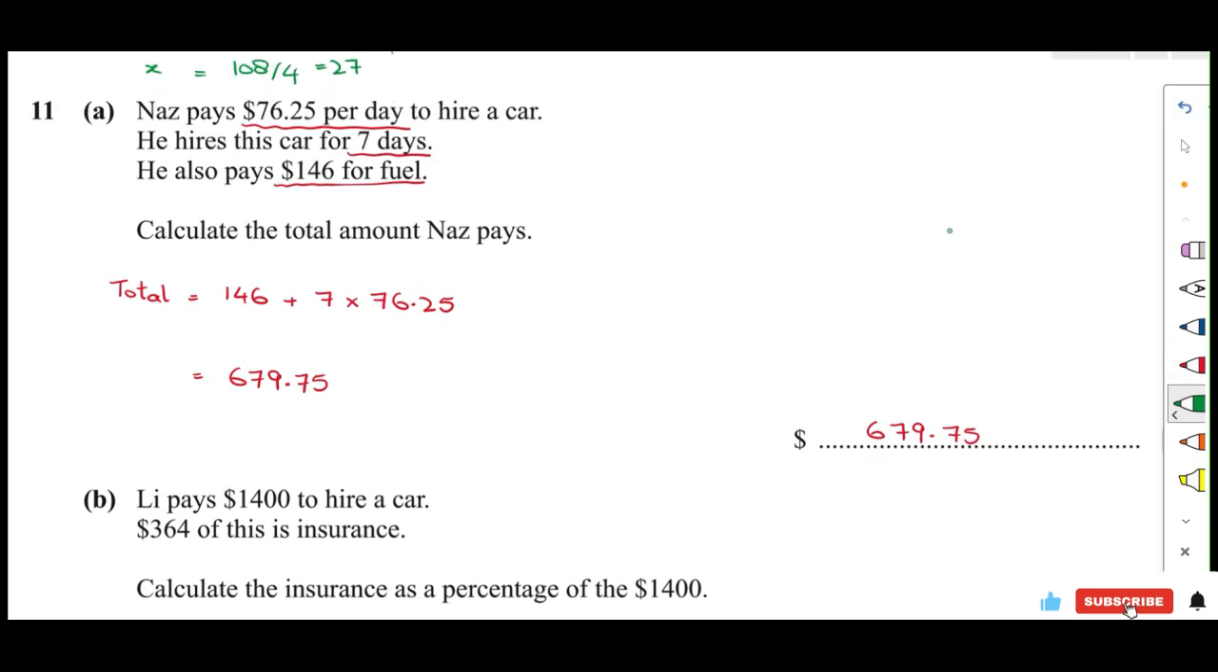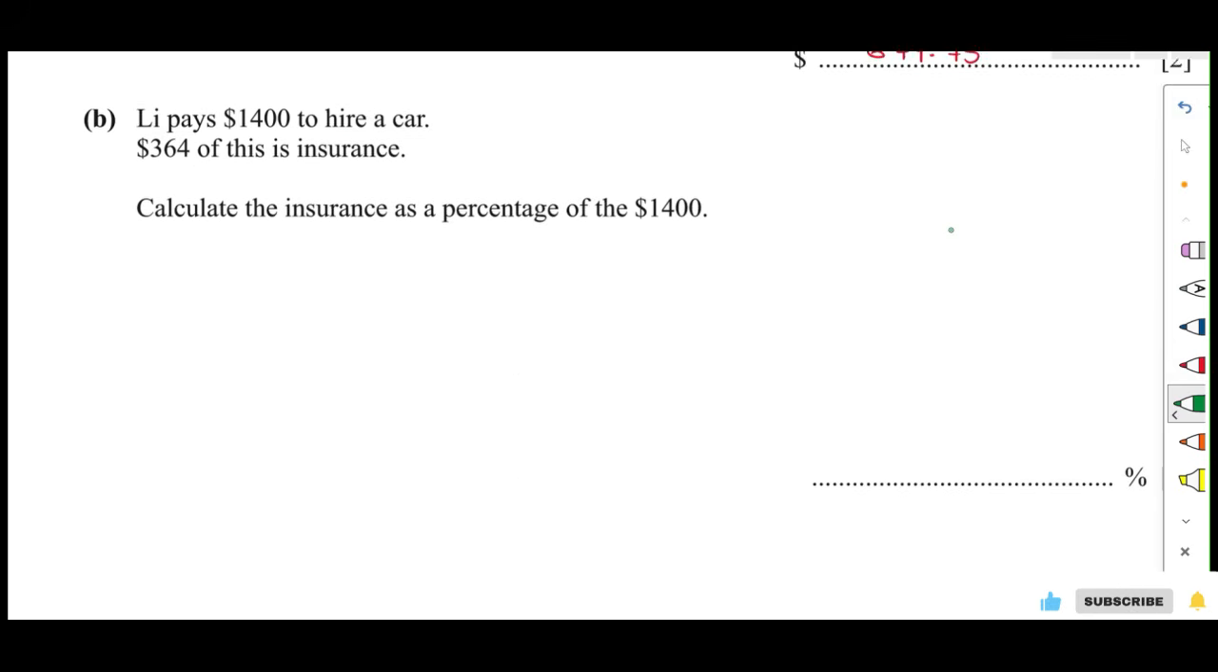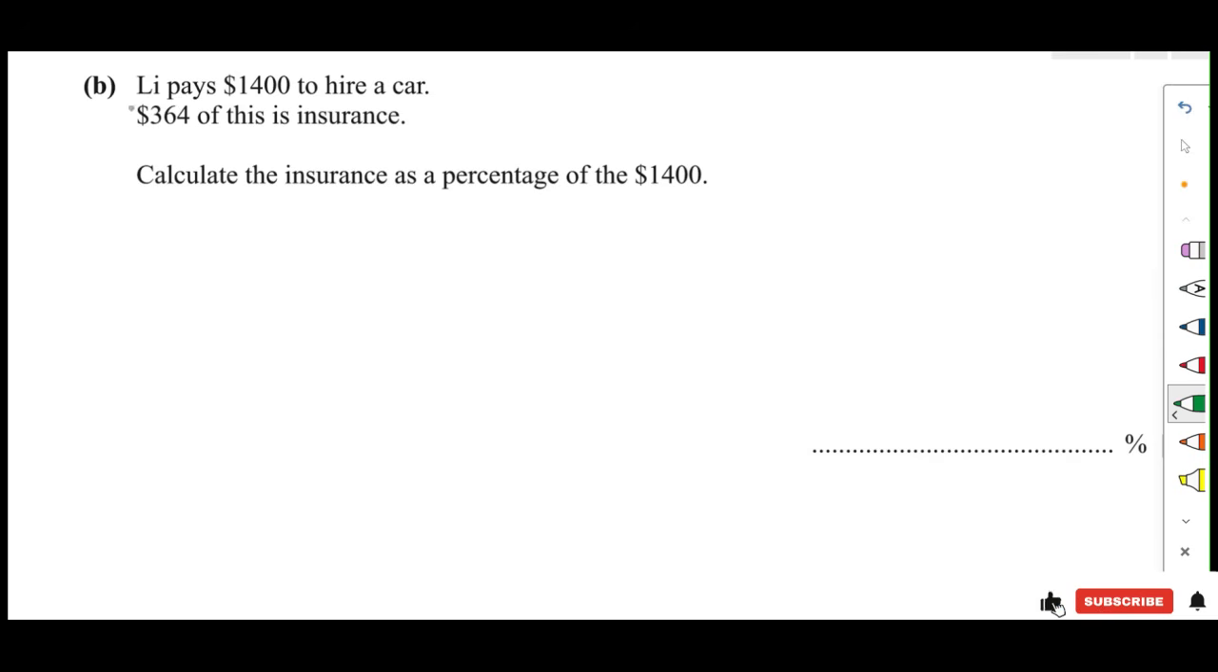Now for part B, this is for A. The B is totally different from it. Lee pays this much to hire a car. $364 for insurance. Calculate the insurance as a percentage of 1,400. Insurance is $364 as a percentage of 1,400.